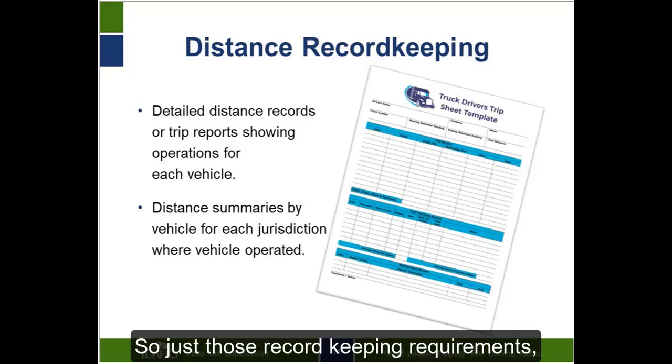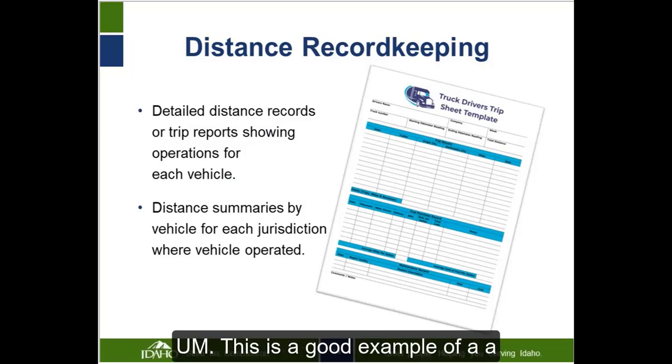So, distance record keeping requirements. This is a good example of a trip sheet. You need to be able to show where your vehicle has operated, and it needs to be split out between the jurisdictions. You also need to have summaries by vehicle and jurisdiction where the vehicle has operated.